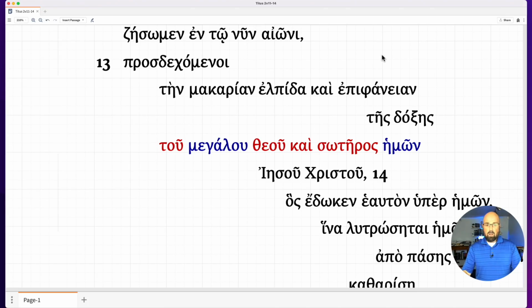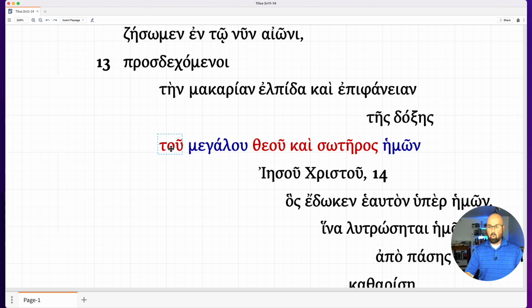So, remember, of course, the rule I just mentioned, the article preceding two singular substantives connected by kai. You can see here, we have the article, we have our substantive theo, which again is referring to God. We have kai, and then we have soteros, savior. So in here we have, let me just translate this for you, waiting for the blessed hope and appearing of the glory of the great God and Savior of us, our great God and Savior, Jesus Christ. Okay, so that's the translation of this text here.